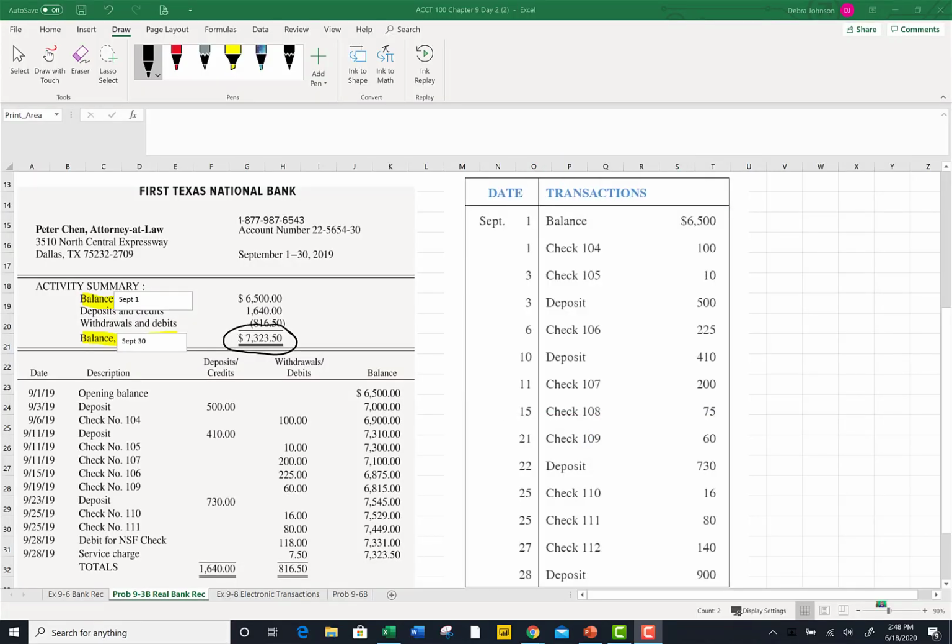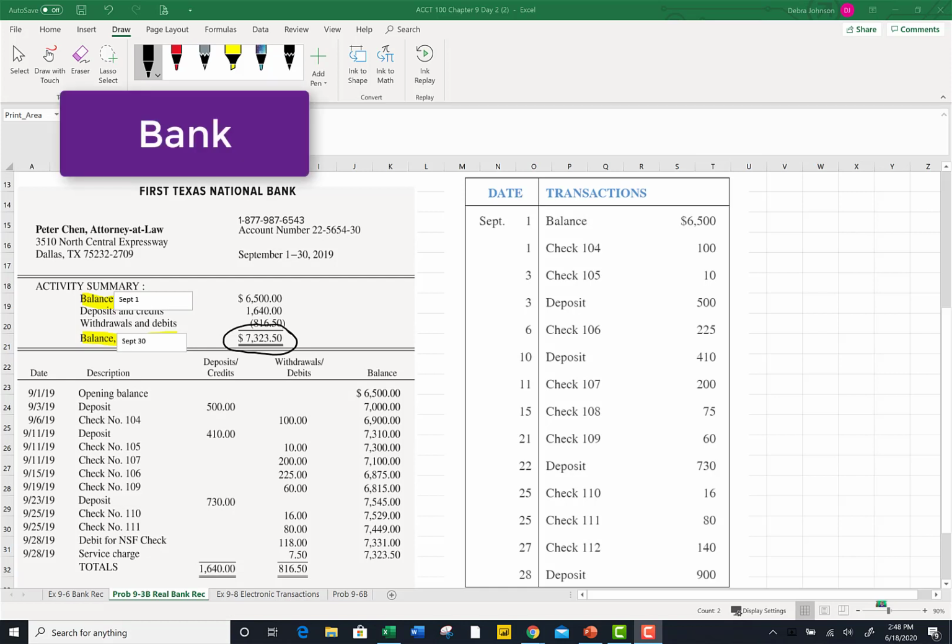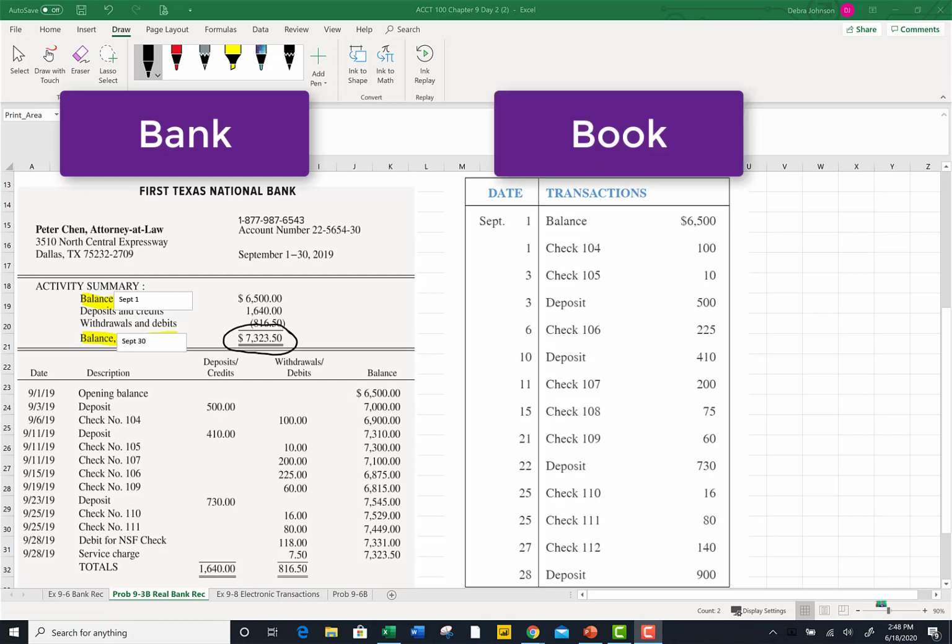On the screen in a side-by-side presentation is a set of bank records on the left and a set of book records on the right. On the bank side, here's the balance, $7,323.50. On the book side, the given balance in the problem is $8,134. We'll walk ourselves through the steps of a real live bank reconciliation.